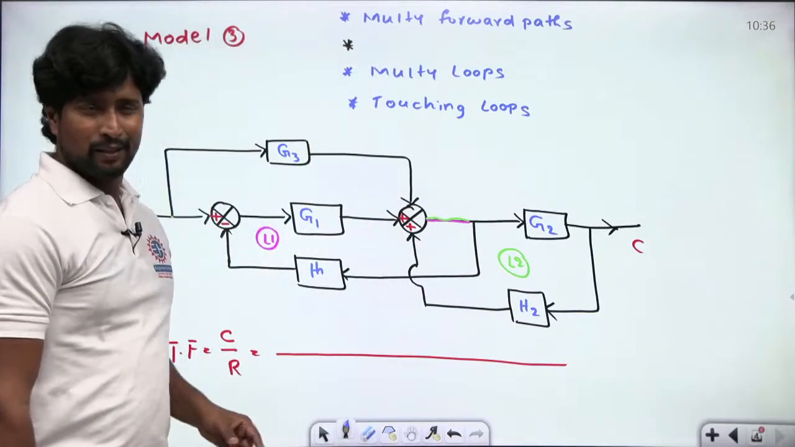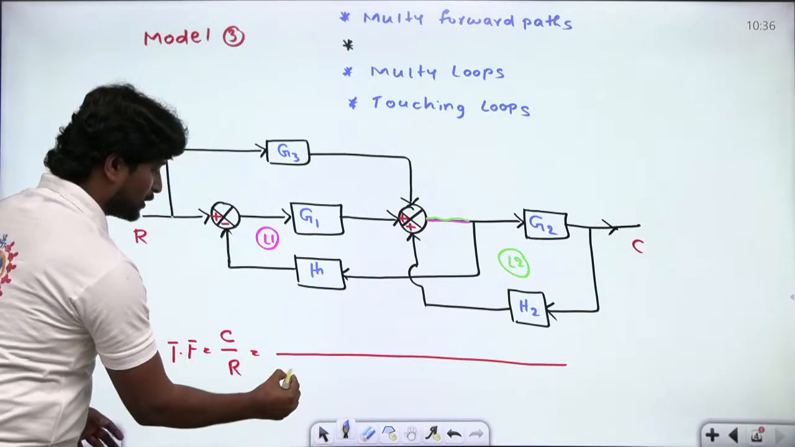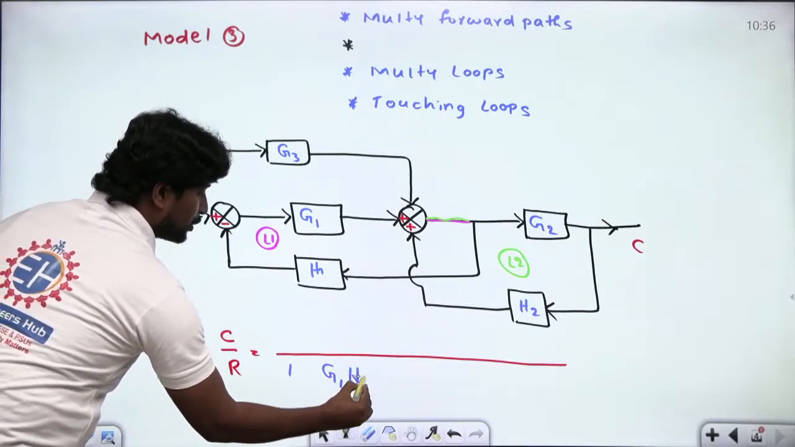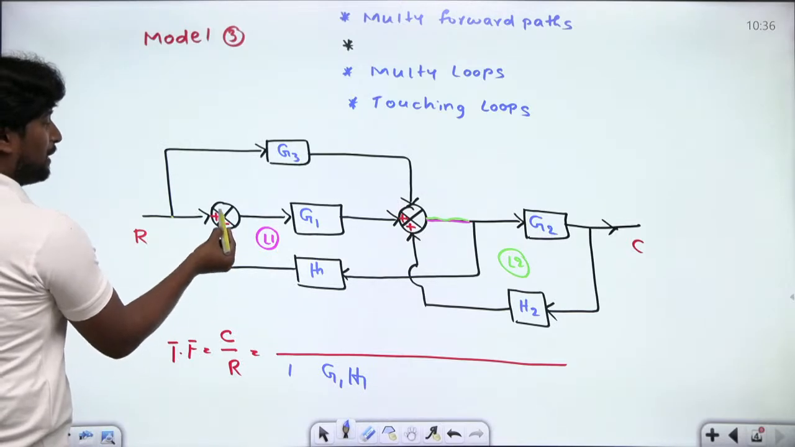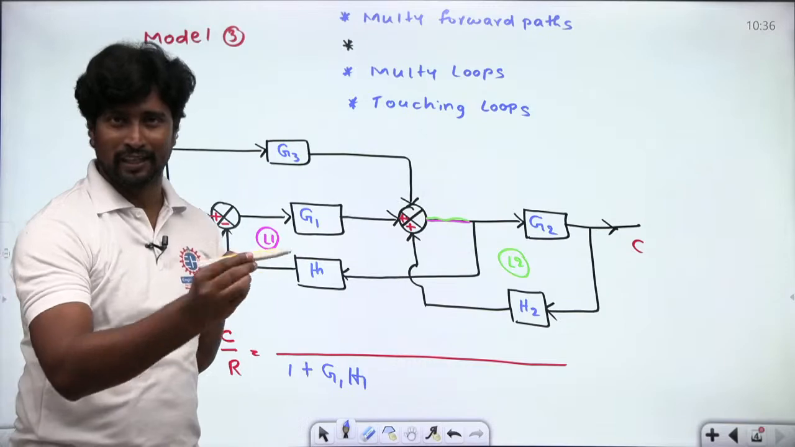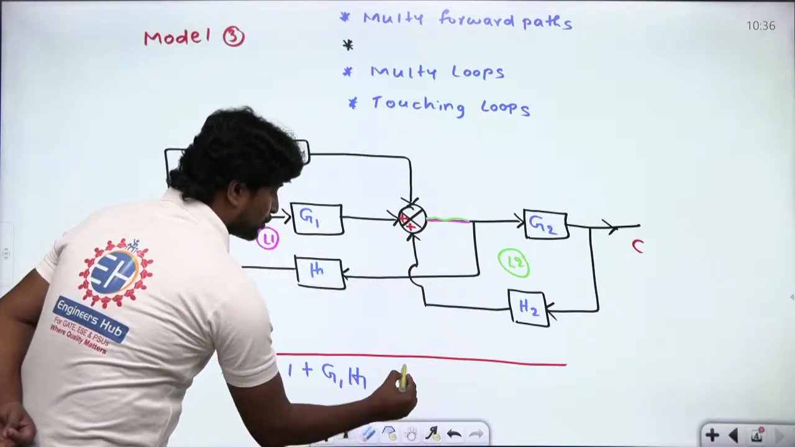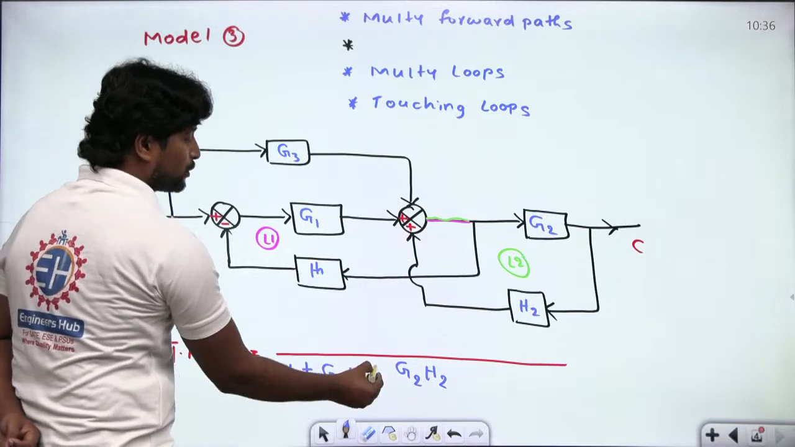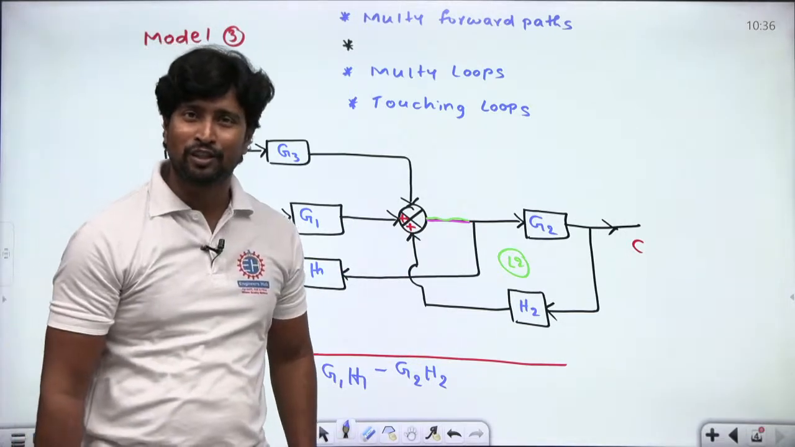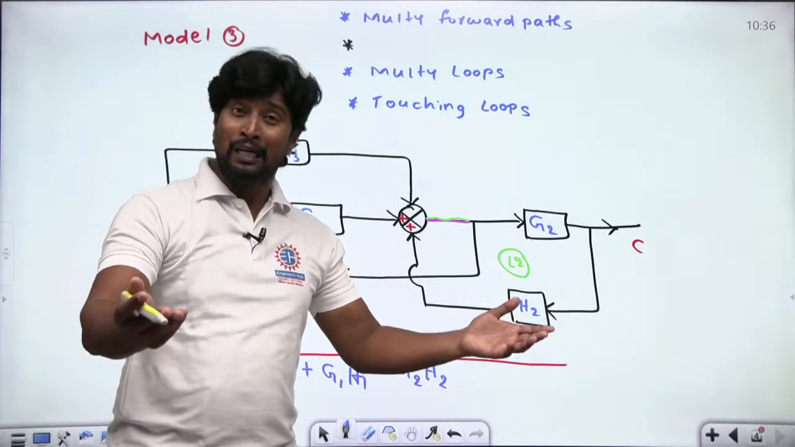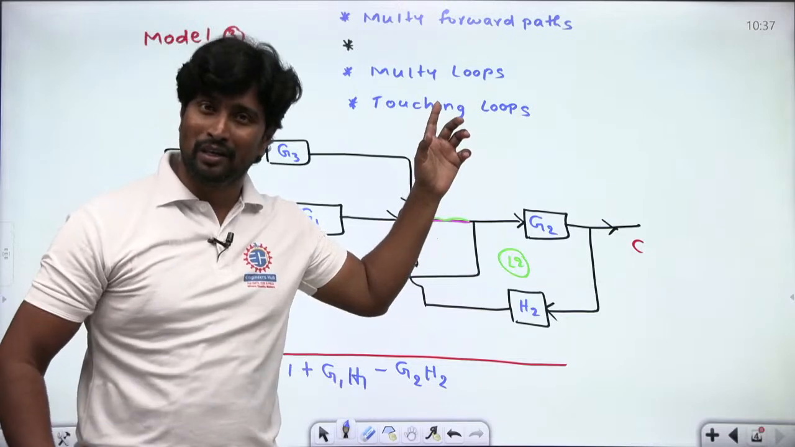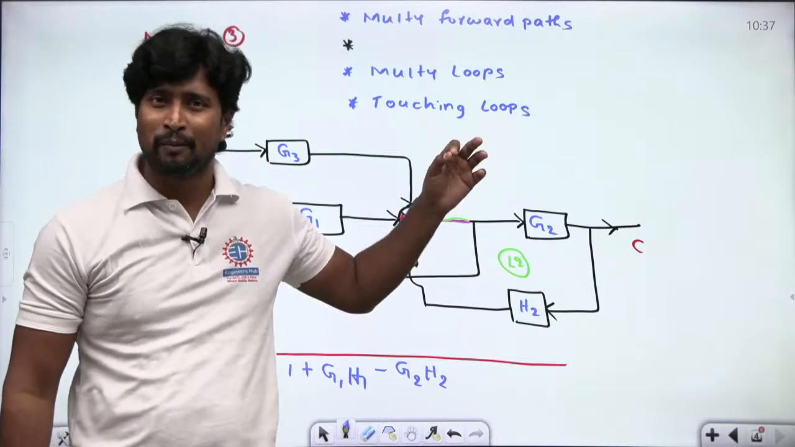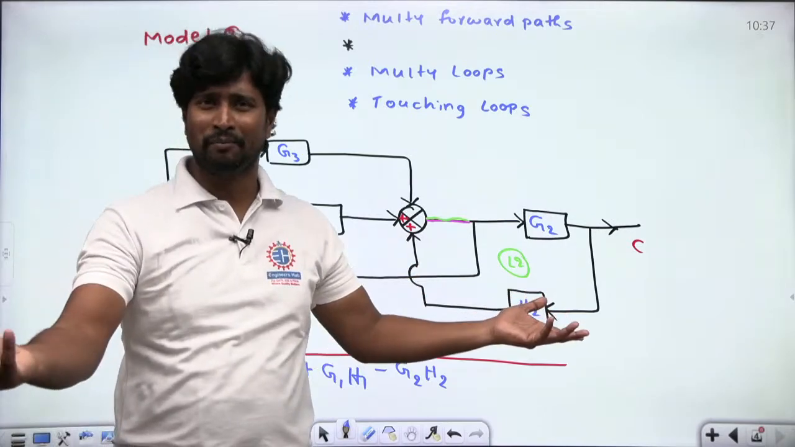So how to write the answer? The denominator part always starts with 1. And what is the first loop value? G1, H1. Guys, observe carefully. The first loop contains what type of feedback? Negative feedback. Here negative means the opposite sign, plus. And what is the loop two value? G2, H2. Which contains what type of feedback? Positive feedback. Here positive feedback means the opposite sign, minus. Guys, both are touching loops or non-touching loops? Both are touching loops. If both are touching loops, no need for the extra term. Why? Because already we know from model number 1. If touching loops are present, how to achieve that answer? Already we discussed it at the time of model number 1. So both are touching, no need for the extra term. Denominator part is done.